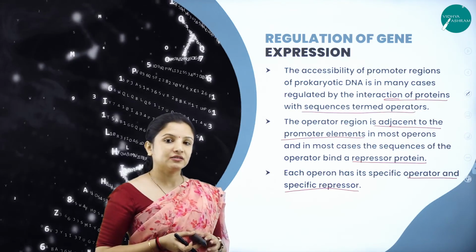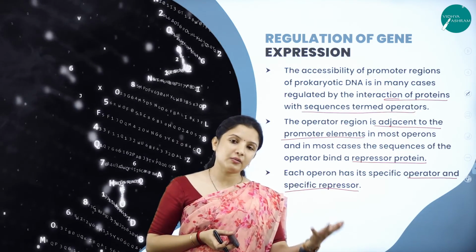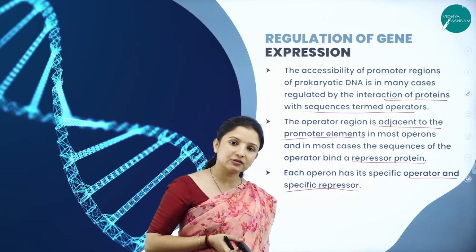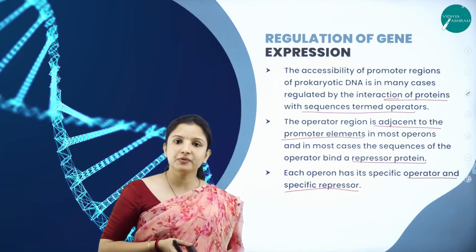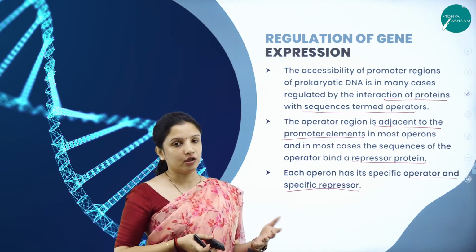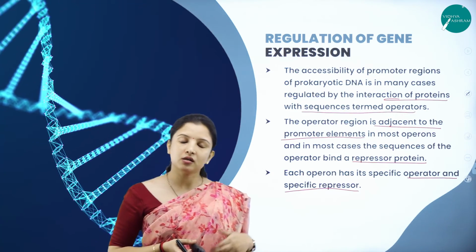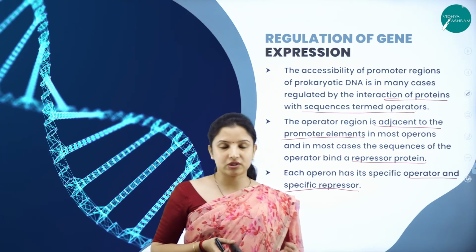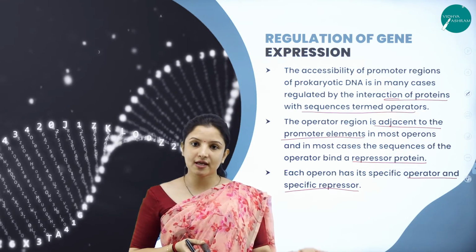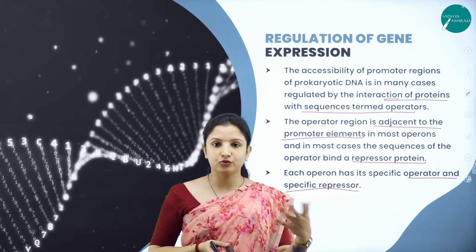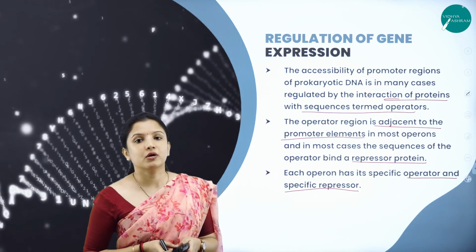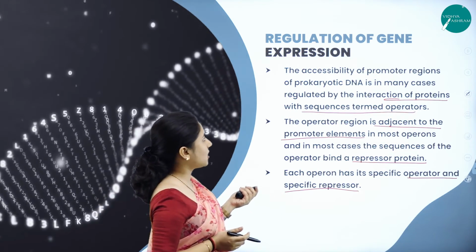Each operon has a specific operator and a specific repressor for it. If a specific activator goes and binds, it will promote the transcription process. If a repressor goes and binds, it will stop the transcription process, or it will not allow the transcription to start at all. If transcription doesn't occur, mRNA will not get produced, and if mRNA doesn't get produced, then translation will not occur. No translation, then no protein synthesis. No protein synthesis, then the individual will be subjected to a lot of disorders. So that is how it occurs.